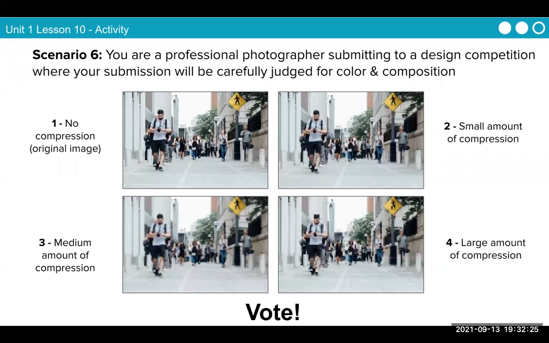Scenario 6, you're a professional photographer submitting to a design competition where your submission will be carefully judged for color and composition. I am hoping you all have this figured out by now. Please tell me that you selected number 1, no compression. If I am a professional photographer presenting my work in a competition, I want it to look as beautiful, as pristine, with the colors popping as possible. So I would put no compression on. Does that make sense? Okay.